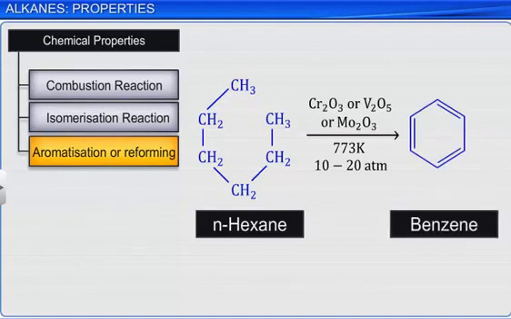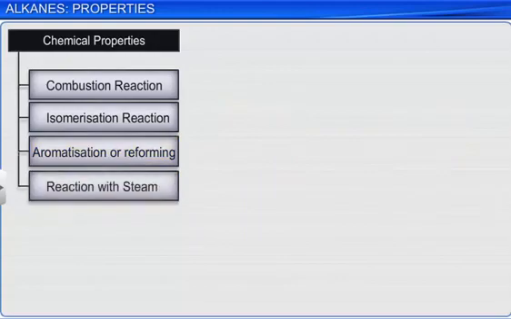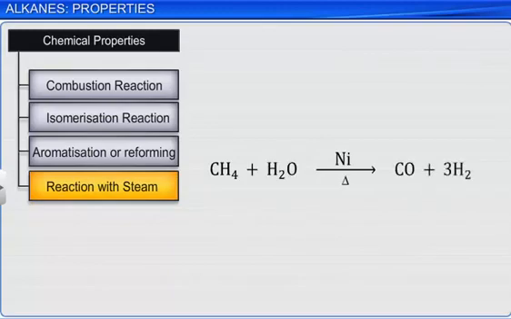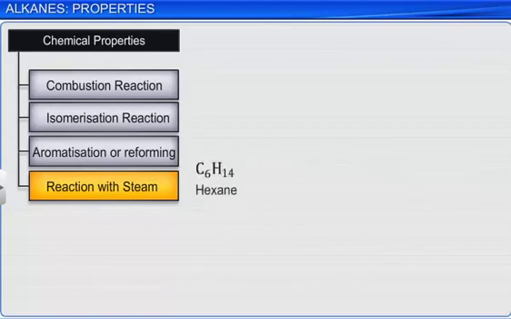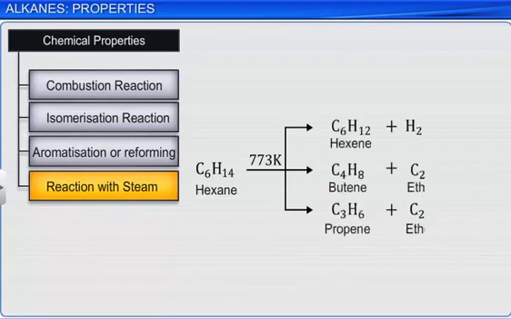Alkanes also react with steam. This reaction is used in the industrial preparation of dihydrogen gas. For this, methane is heated at 1000 degrees Celsius in the presence of nickel, along with steam to form carbon monoxide and dihydrogen gas. Higher alkanes at higher temperatures decompose to form lower alkanes and alkenes, amongst others. This reaction is also known as pyrolysis or cracking.